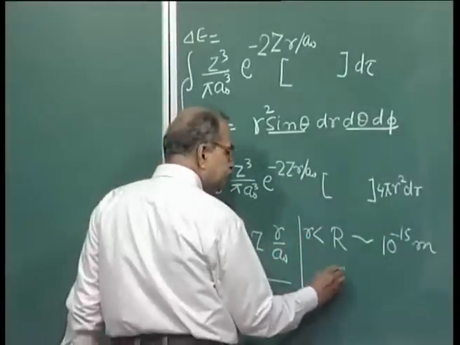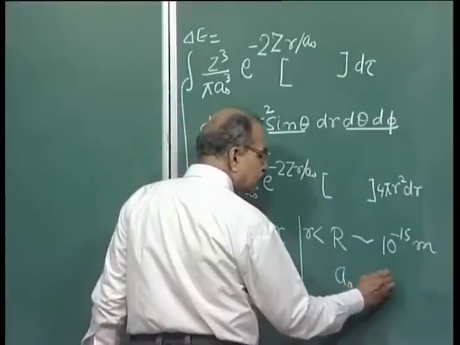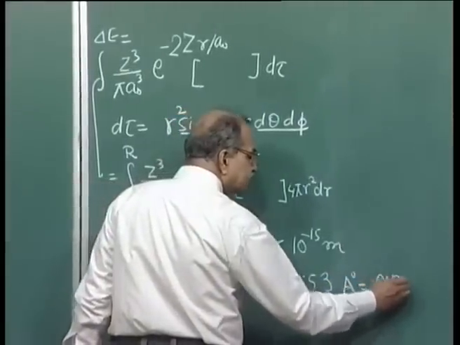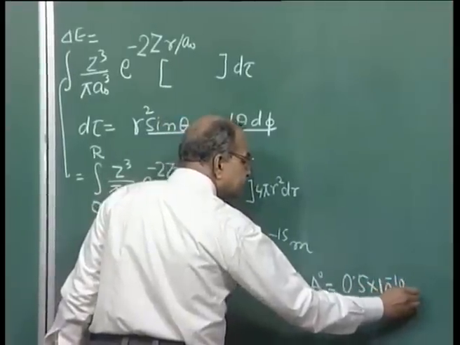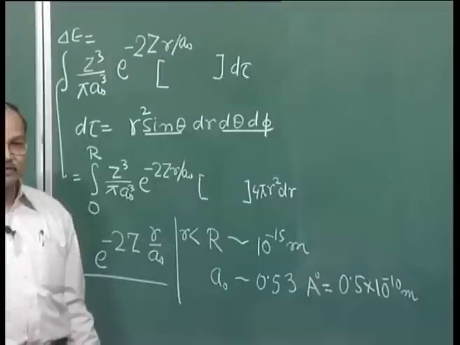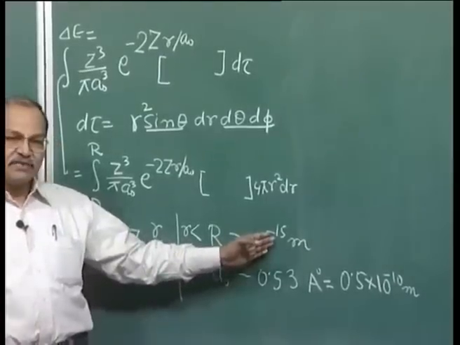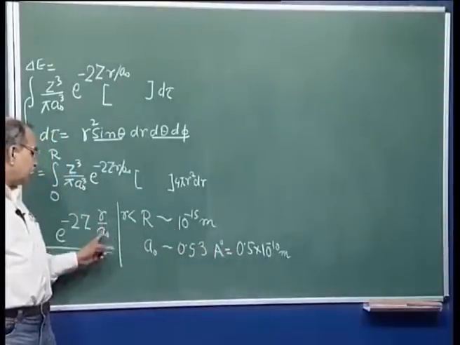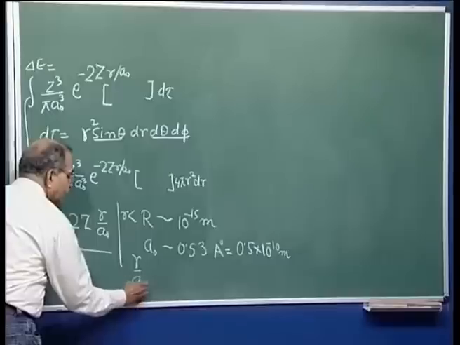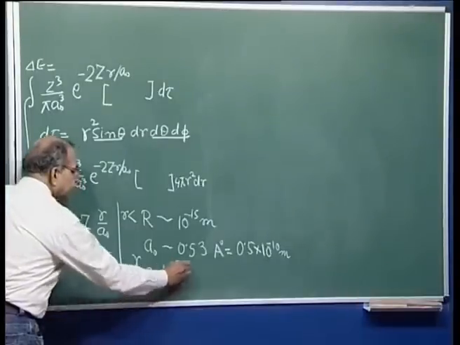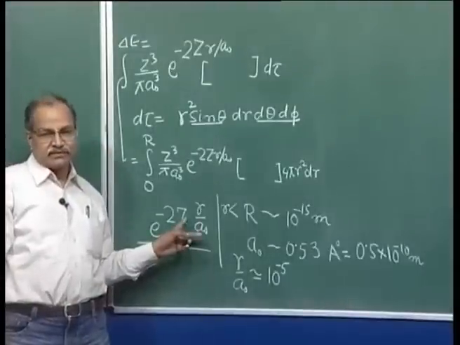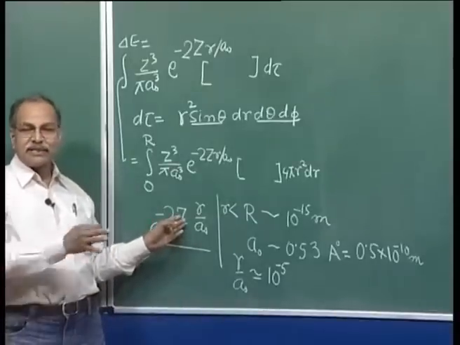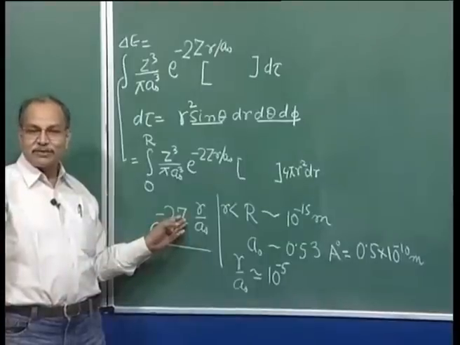And a naught, what is a naught? A naught is 0.53 angstrom, that is 0.53 into 10 power minus 10 meters. So, r is of the order of 10 power minus 15 meters, and a naught is of the order of 10 to the power minus 10 meters. So, this r by a naught is of the order 10 power minus 5 into z. Z depends on which nucleus you are taking. So, you will put some z here, but that will be less than 100 or so. Uranium has z equal to 92.